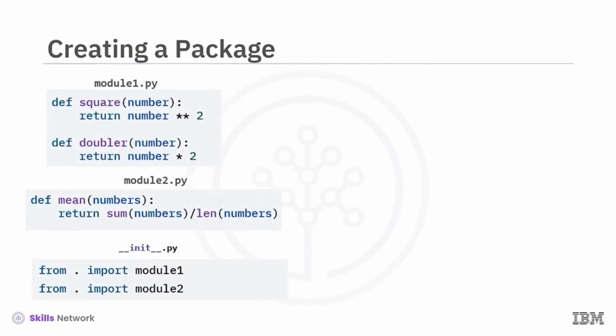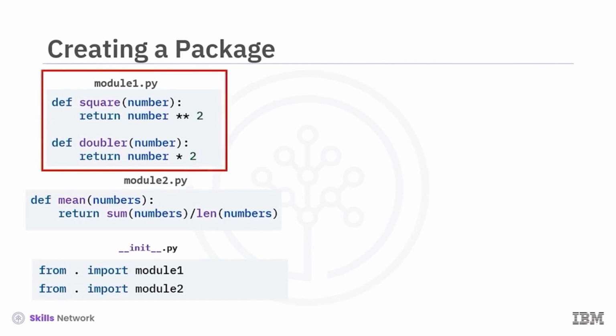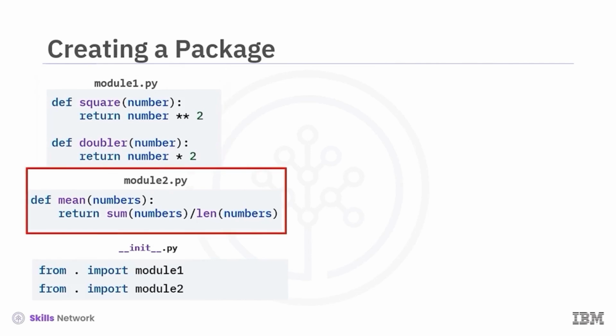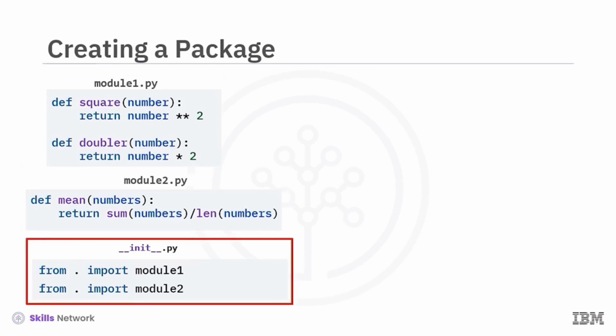Let's look at the steps to create a Python package. Consider there are two modules. Module1.py has two functions, square and doubler. Module2.py has one function, mean. To make myProject folder into a package, you must have __init__.py as a file in the myProject folder. The contents of the __init__.py file must be: from . import module1 and from . import module2.